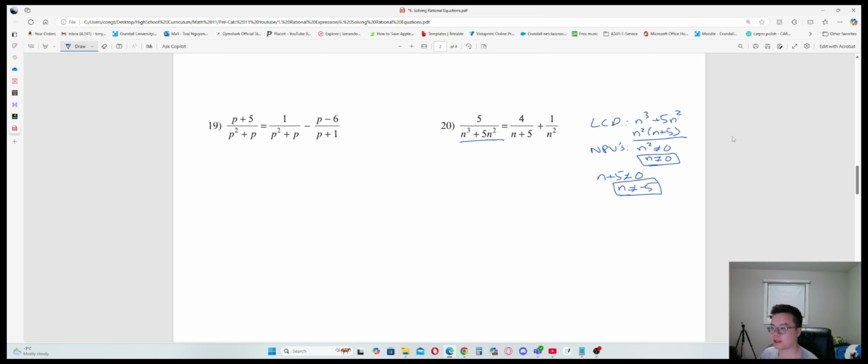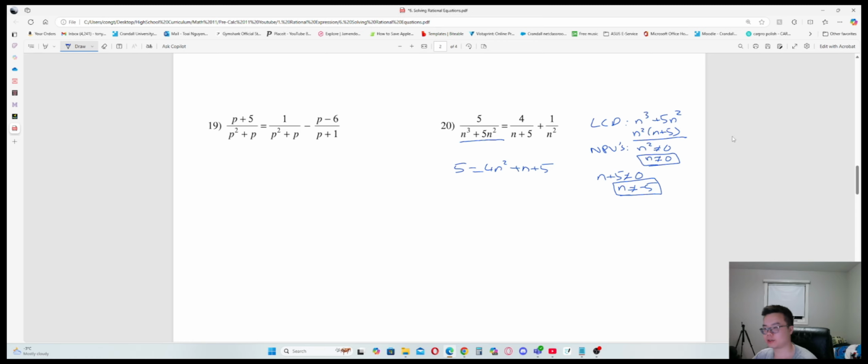Now I multiply each term with this LCD. So for the first one, since the denominator is the LCD, they simply cancel out. It will leave me 5 equal to n plus 5, and then multiply those. n plus 5 cancels out. Then I will have 4n squared plus n squared, they cancel out. Then we'll have n plus 5.